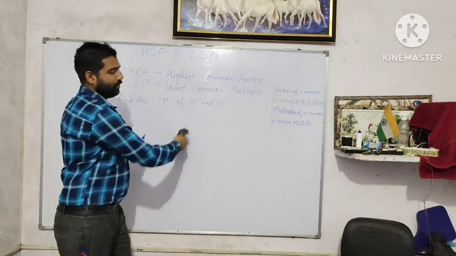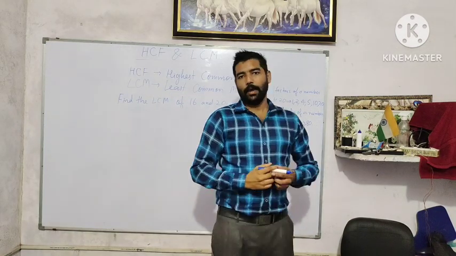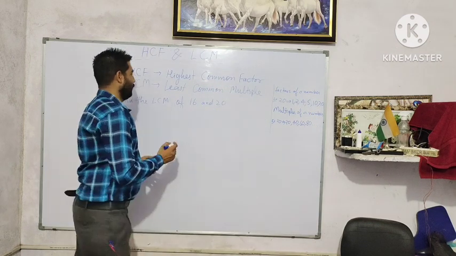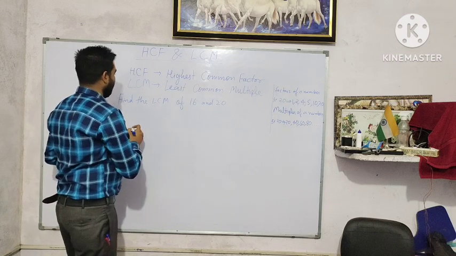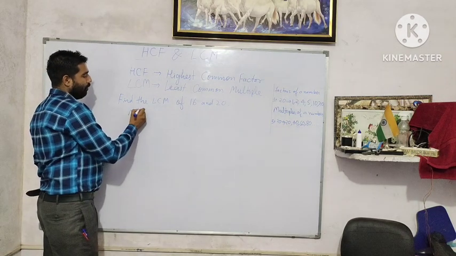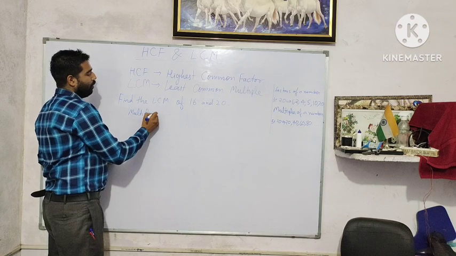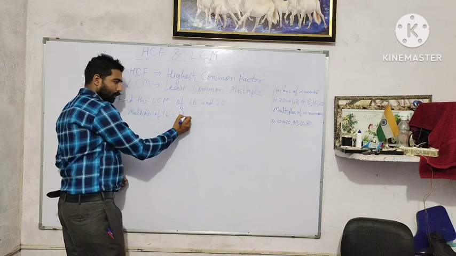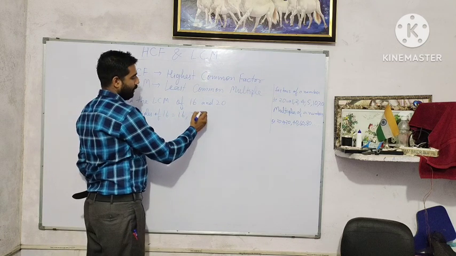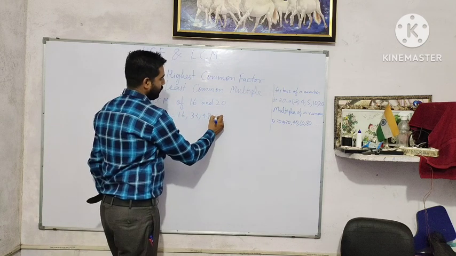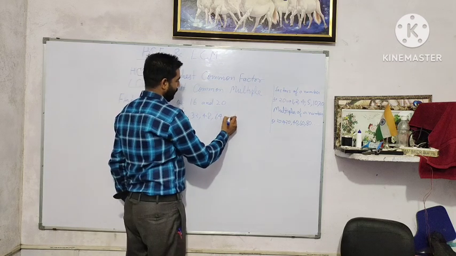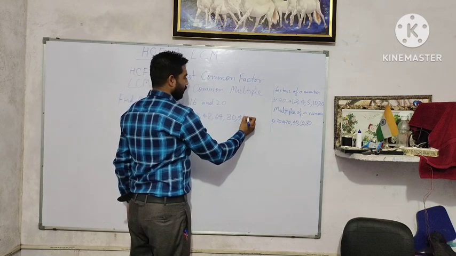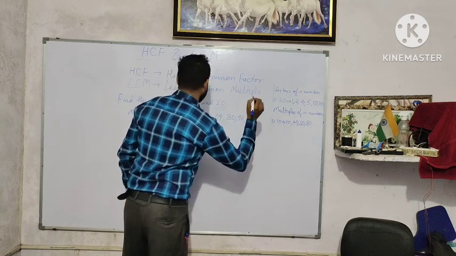We can also find this LCM directly as we found the HCF directly in the last question. Let us see how we can find it directly. We can write multiples of 16. 16 ones are 16, 16 twos are 32, 16 threes are 48, 16 fours are 64, 16 fives are 80, 16 sixes are 96, 16 sevens are 112 and so on.